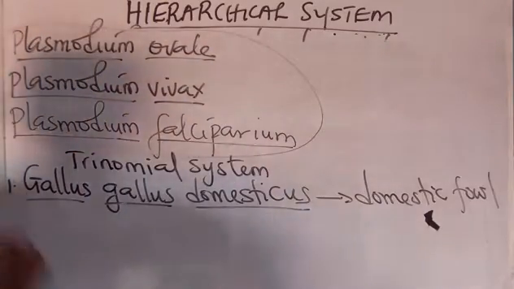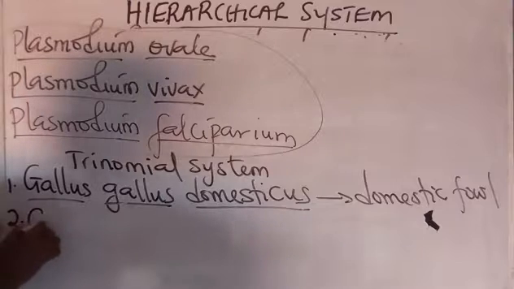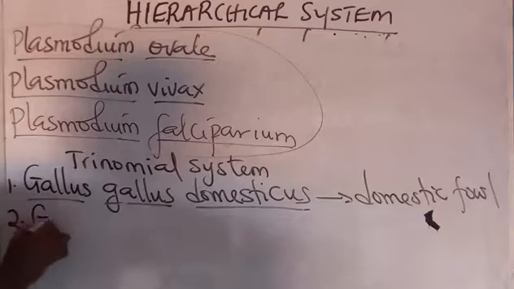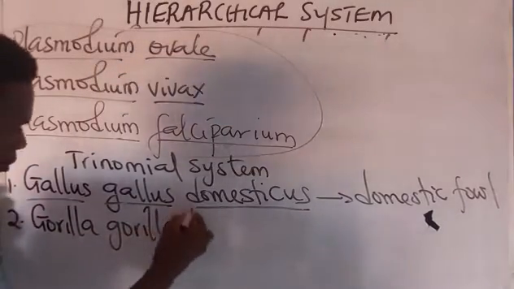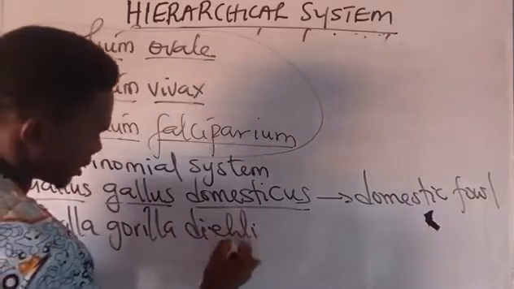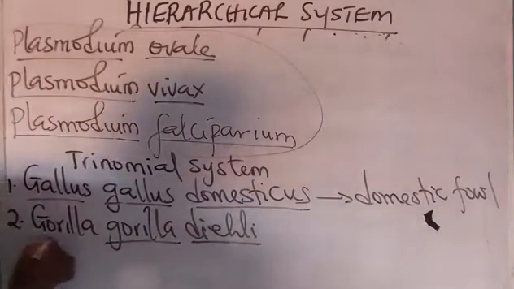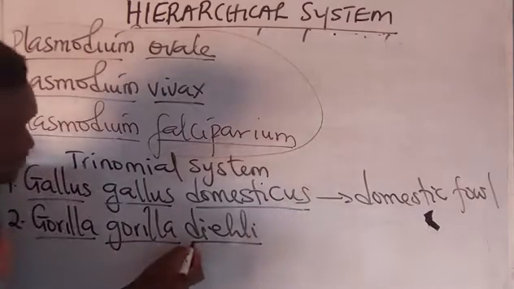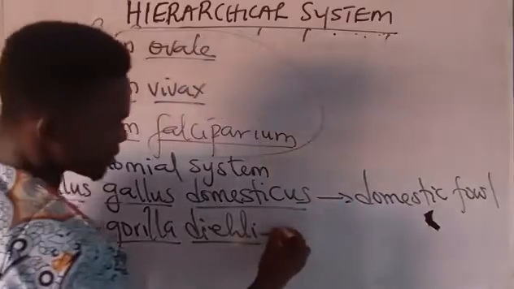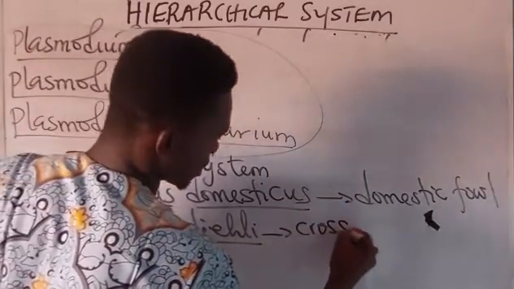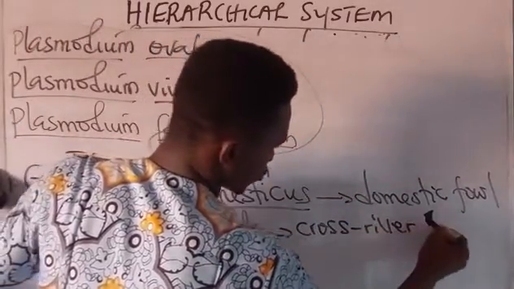Then number 2, you have gorilla gorilla diehli. This is the subspecific name, specific and general. This is what they call the Cross River gorilla.